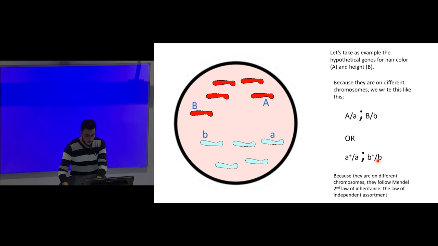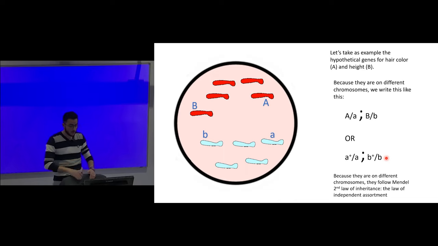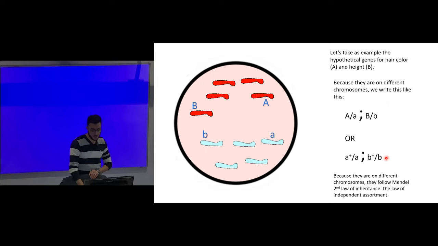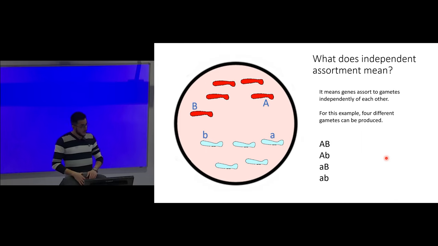I'm just not going to write all of them here. So how do they assort now? This is following the second law of independent assortment from Mendel. We'll talk about that in a second. So, independent assortment. Now imagine this cell is producing gametes. Let's say this is our initial meiocyte with two genes that we are studying.